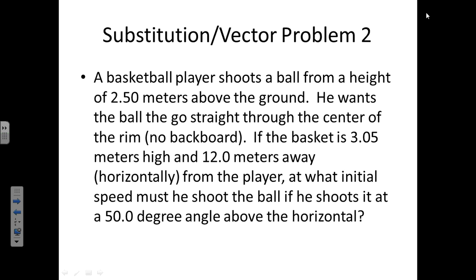So again, we need to make note of some things. He shoots it from 2.5 meters above the ground. The basket is 3.05 meters high. It's 12 meters away. And he's shooting it at a 50-degree angle above the ground. Those are the important pieces of information. So let's go to the next slide and let's think.